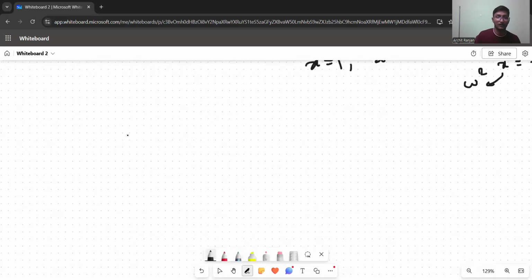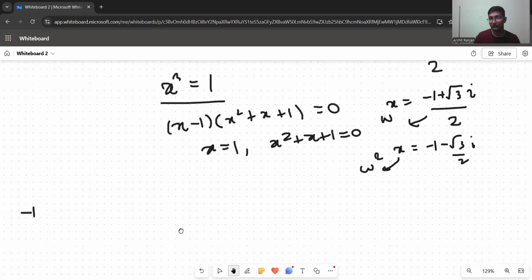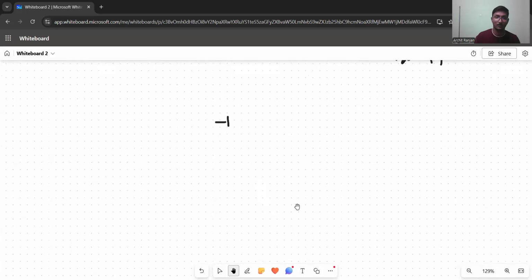Let's say we multiply by minus 1. What would you use as omega? Minus, plus, right? Actually, you can switch both of them. Either one of them can be omega square and either one can be omega. Both are possible.